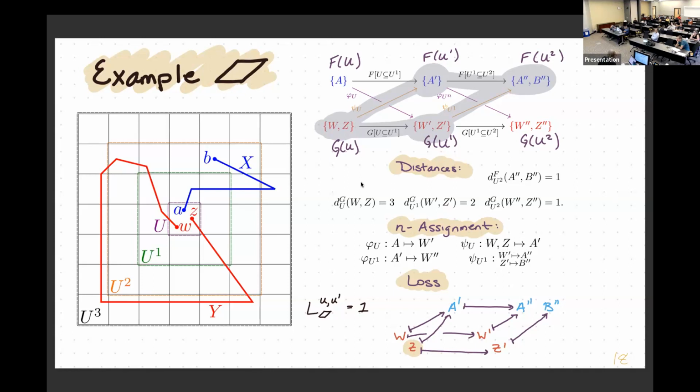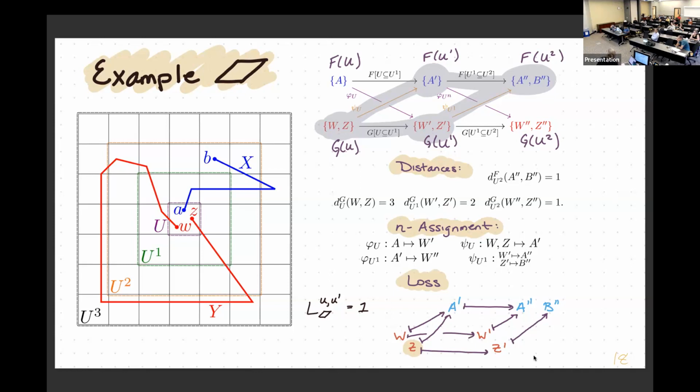So psi over here sends W and Z to A prime. It sends W prime and Z prime to A double prime and B double prime, respectively. And so if you go check who's commuting where, all right, so W and Z are two objects over here. They both go to A prime in the top, but they go to different things if they go down and around the bottom.